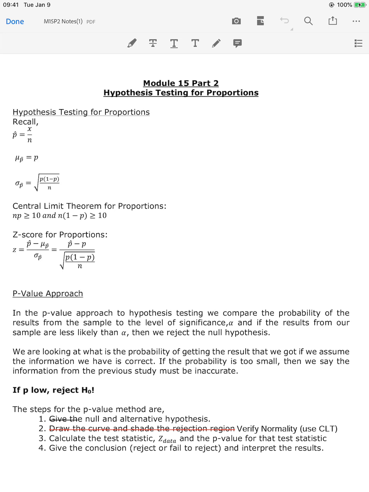Welcome to Module 15, Part 2. In this section, we're going to be looking at how to do hypothesis tests specifically for proportions.